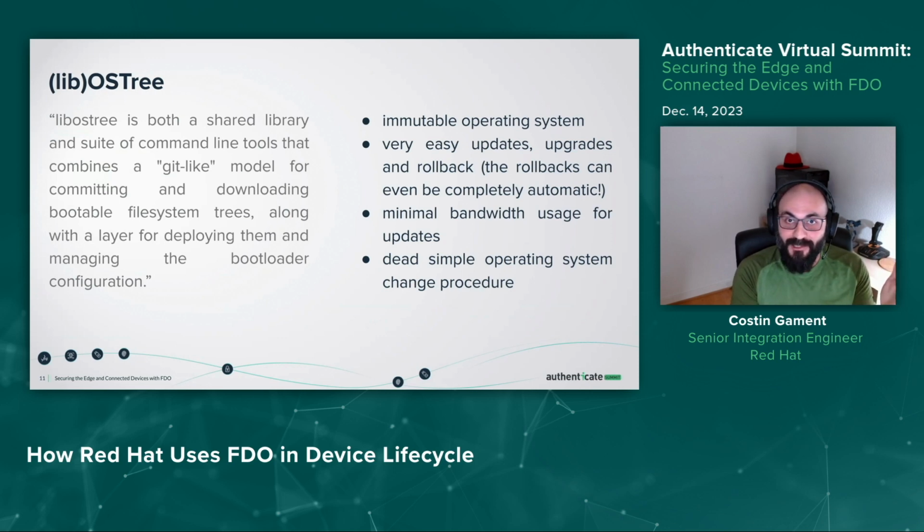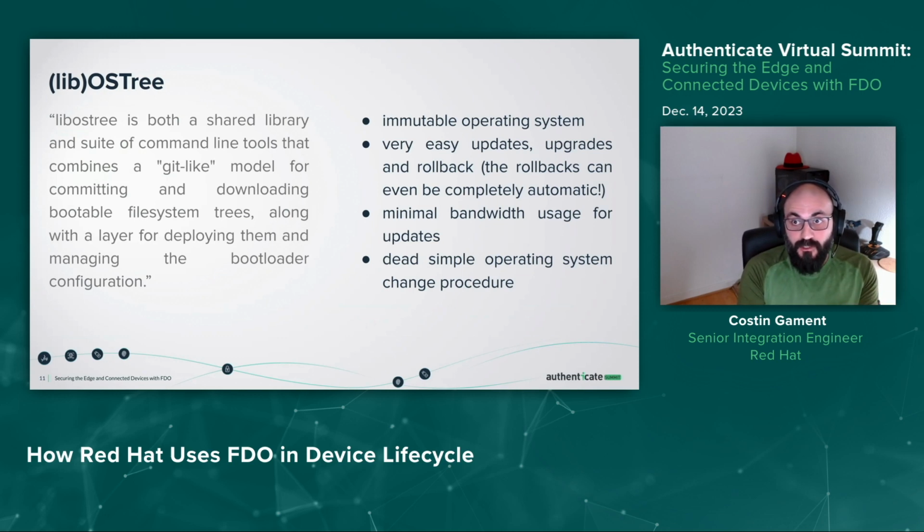This is the formal definition on the left-hand side, but what does it really mean in practice? Well, first of all, it's an immutable operating system. That means you cannot directly change operating system files. It provides an interface for very easy updates, upgrades, and rollbacks. All these operations are automatic and incremental. That means we're using minimal bandwidth usage for updates. So if you're somewhere remote, you will just get over the wire just the bits that you need to perform your upgrade, nothing more, nothing less.